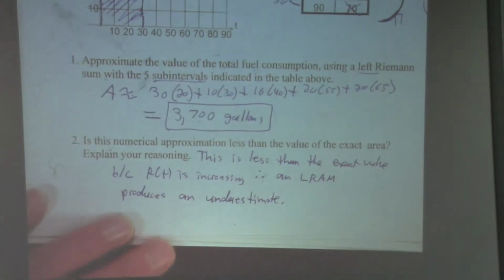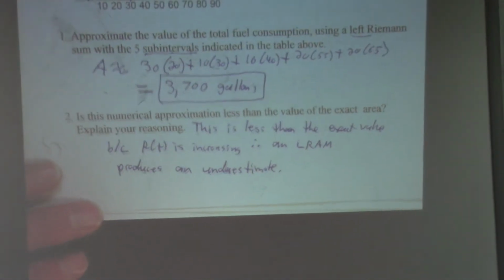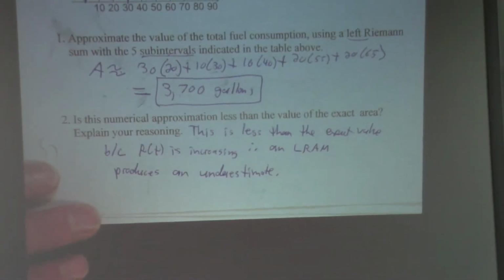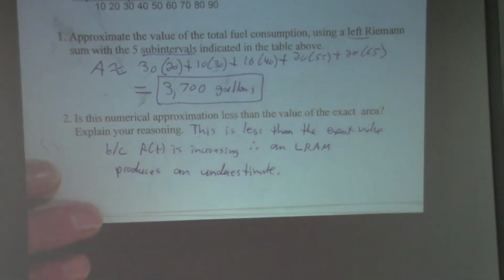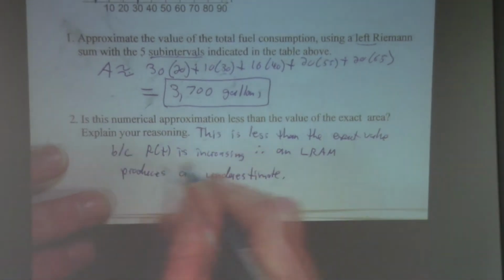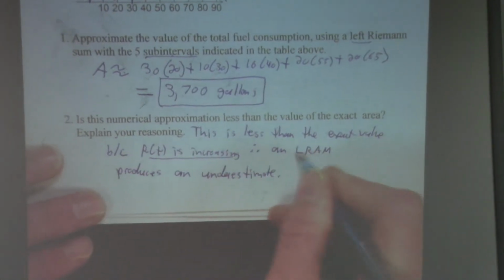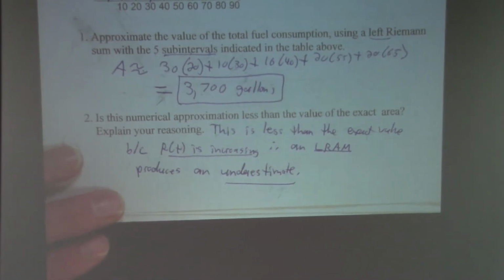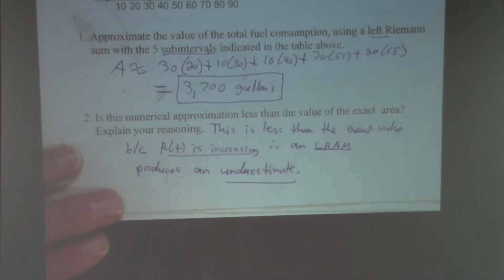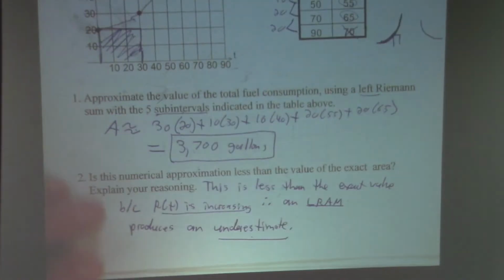Now remember, you have a little bit of latitude in how you would choose to word this. That is certainly not word for word the only way you could say it. The key things that an AP reader would be looking for is that you've referred to R of t increasing, meaning an LRAM would produce an underestimate. So those would be the key things there. Less than the exact value for those reasons, right? Okay, so that's note card 49, Riemann sums of unequal widths.